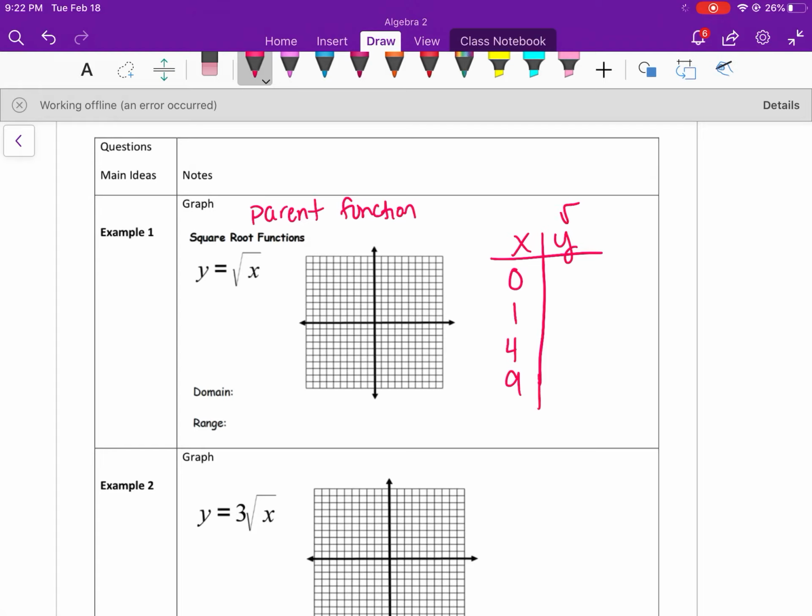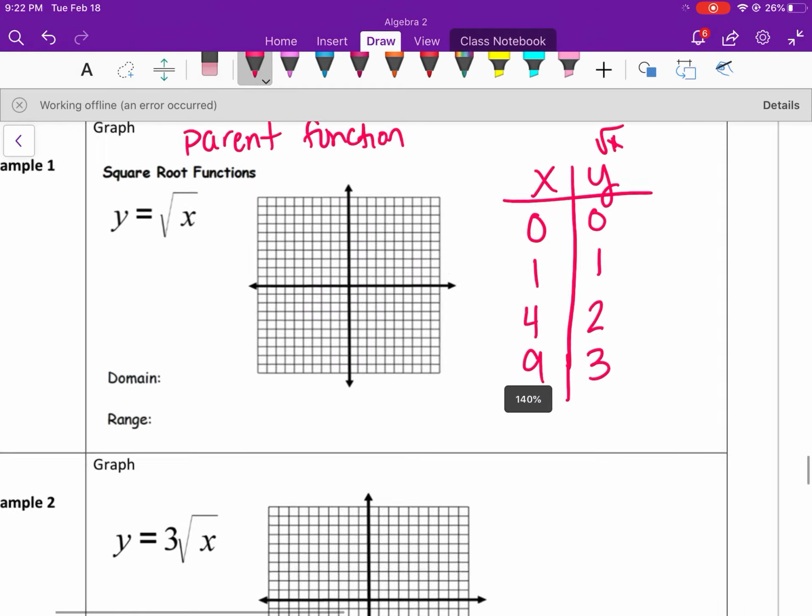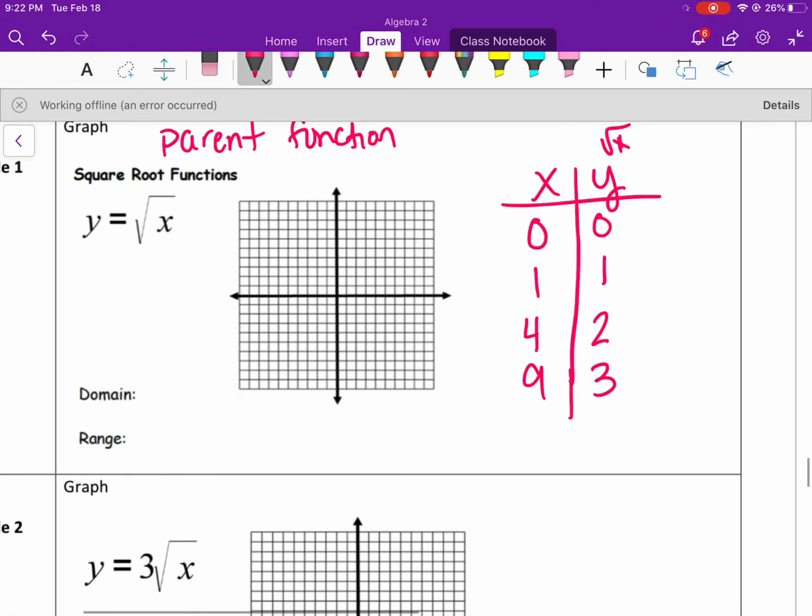So then when I do my output for y, it'll be the square root of x. Square root of 0 is 0. Square root of 1 is 1. Square root of 4 is 2. Square root of 9 is 3. And then if I graph that, you can get an idea of what the square root function looks like. So 0, 0, 1, 1, 4, 2, and 9, 3. And then it's going to look like that.